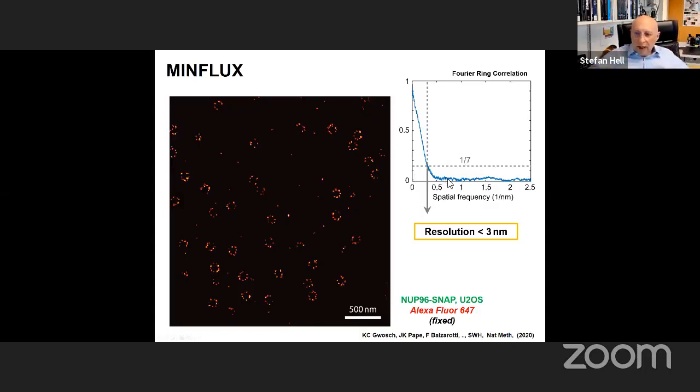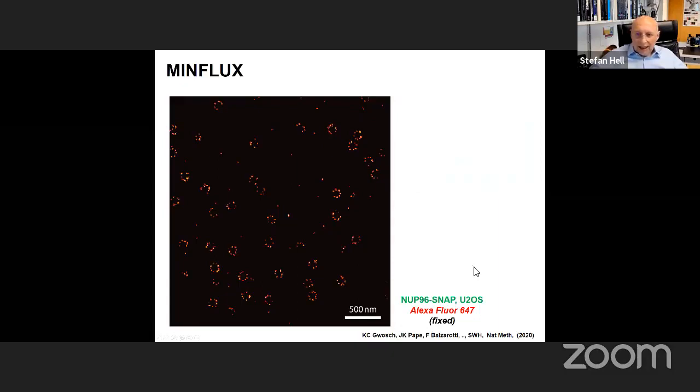We also did a Fourier ring correlation that also takes into account jitter or drift, because the recording of this image was on the long side. It was many tens of minutes, with a large field of view, more than half an hour. And so we did the Fourier ring correlation, but still the conservative estimate of the resolution is below 3 nanometers. That means it is indeed at the molecular scale.